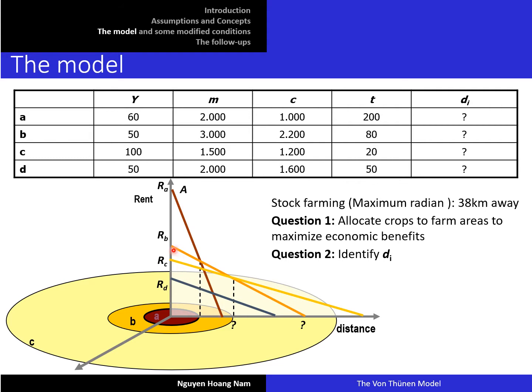The intersection: this is line B, the orange line. So we will switch from crop A to crop B at the intersection of line A and line B. So we need to find the intersection of line A and line B. Let's move on to the next slide.